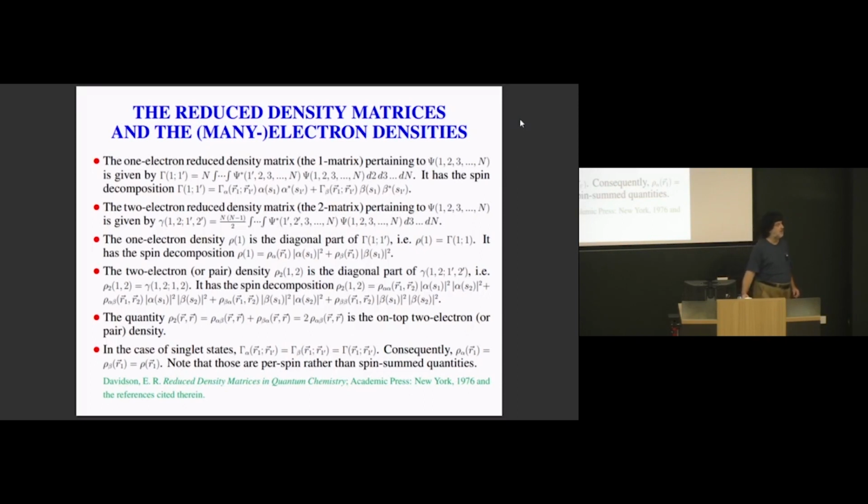And we know that because of antisymmetry of the wave function, you cannot have 2 electrons at the same point if they have the same spin. So the only contributions to that on-top 2 electron density come from 2 electron or pair densities with electrons with opposite spins. In case of singlet states, everything simplifies. Gamma alpha equals gamma beta, rho alpha equals rho beta, and we'll be using those quantities. Now, an important thing to remember is that these are per spin rather than spin summed quantities. If you want total quantities, multiply by 2.